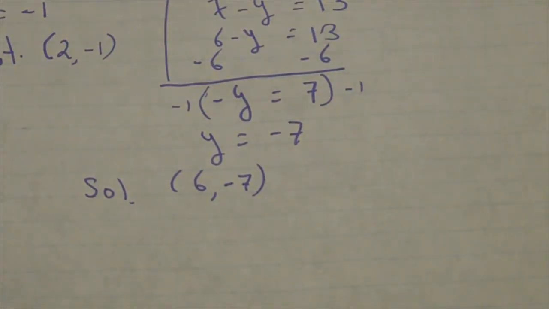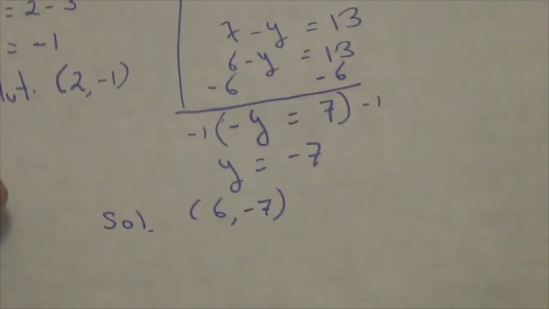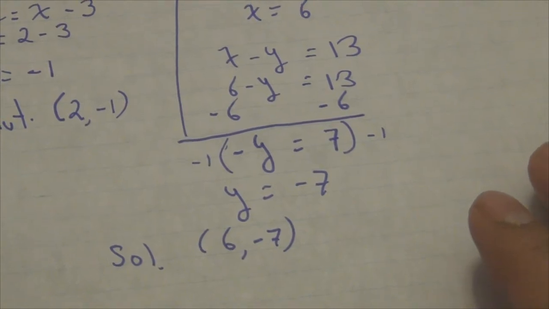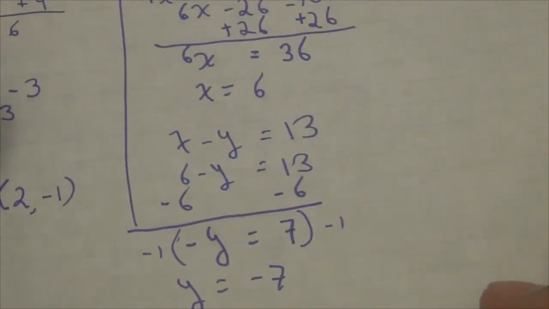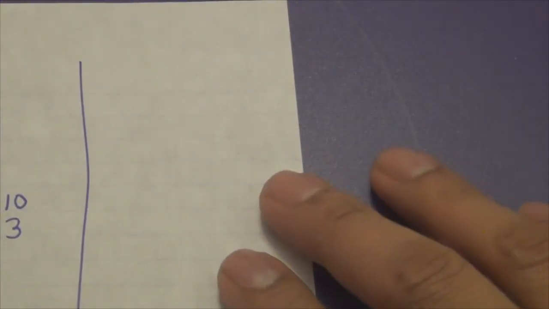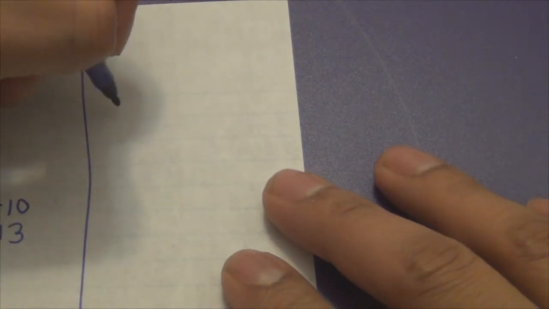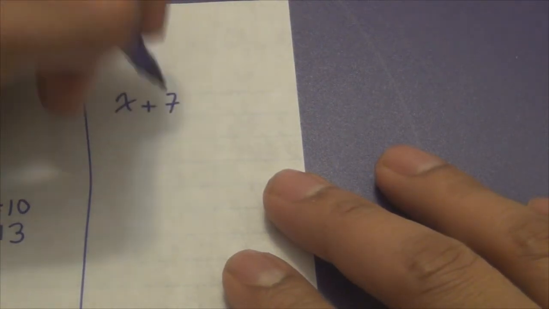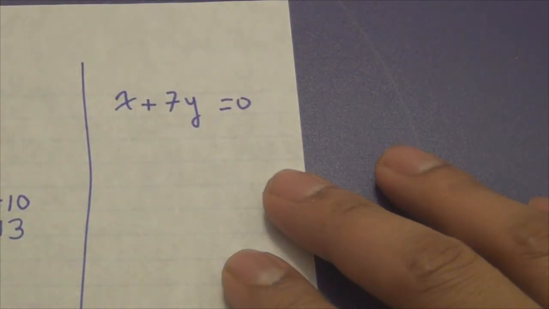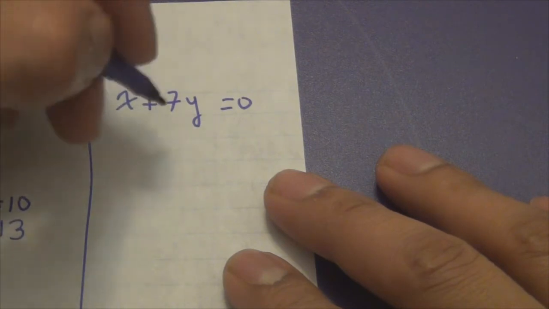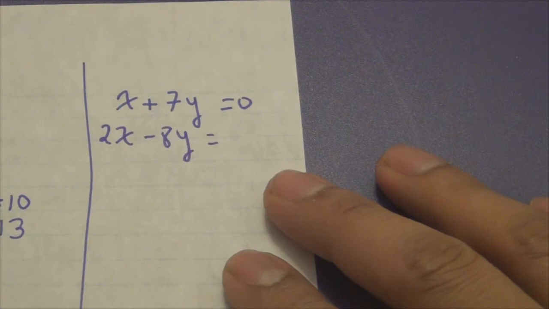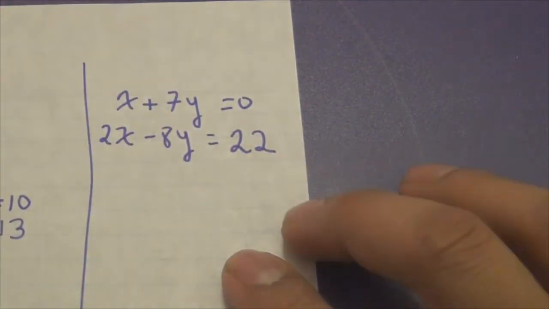Okay? Cool then. So now, I'll do one more problem. Or actually, as a matter of fact, nope, you are going to do the next problem. Okay, so this is what I want you to do. x plus 7y equals 0. And then the other one is 2x minus 8y equals 22. All right, do it.